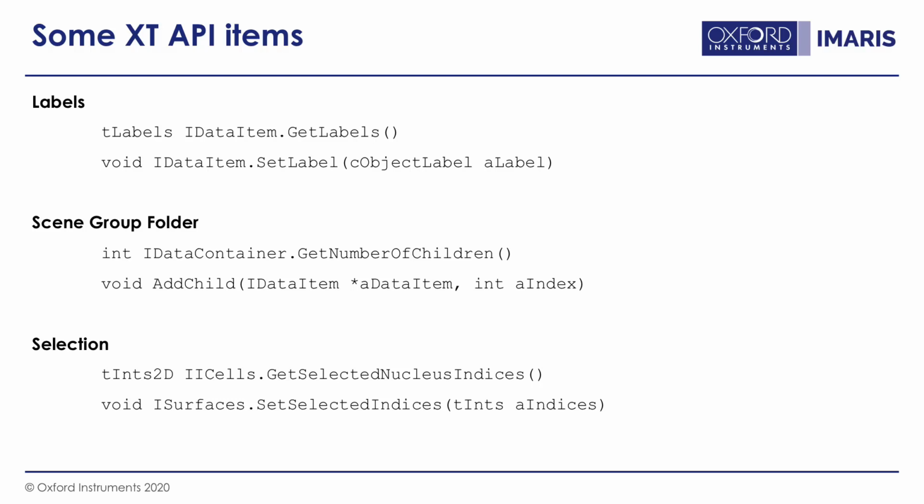In this example, we use the iCells interface and get the indices of the selected nuclei. In the set example below, we use the iSurfaces interface and select some of the surfaces. Setting the selection using XT results in some of the objects highlighted in yellow in the Imaris 3D view.